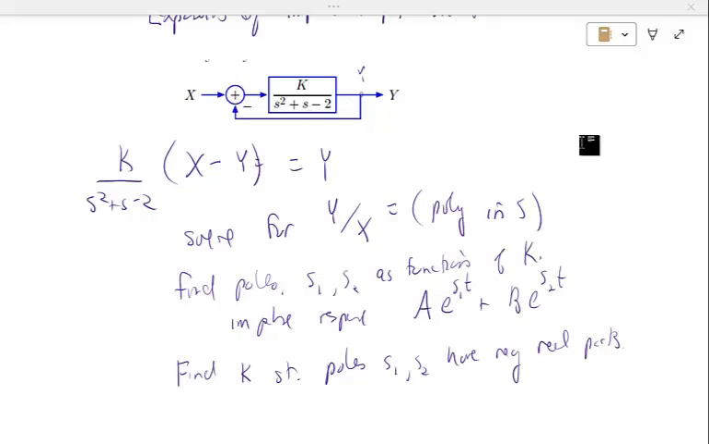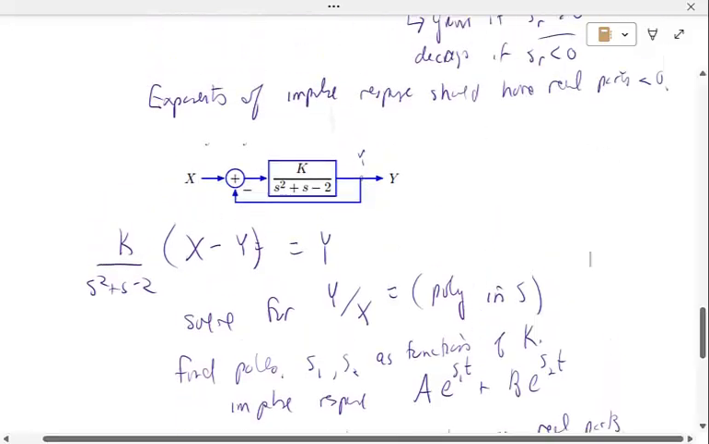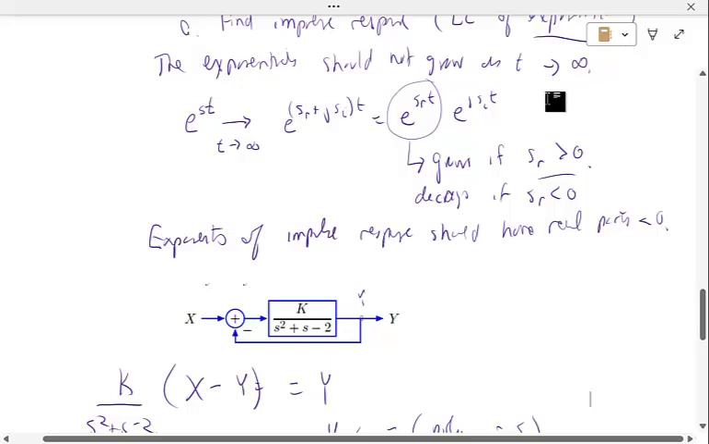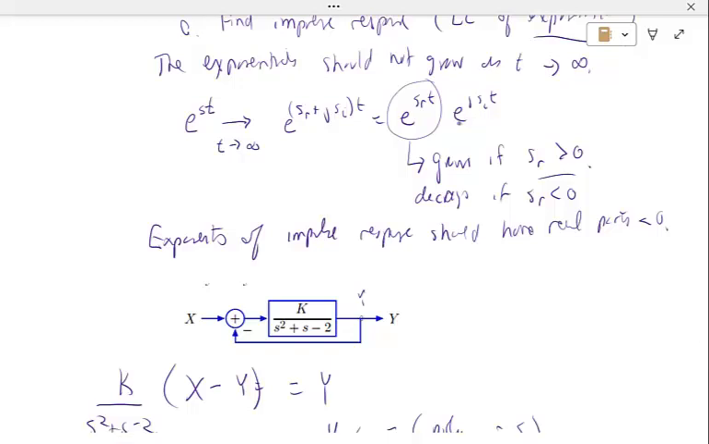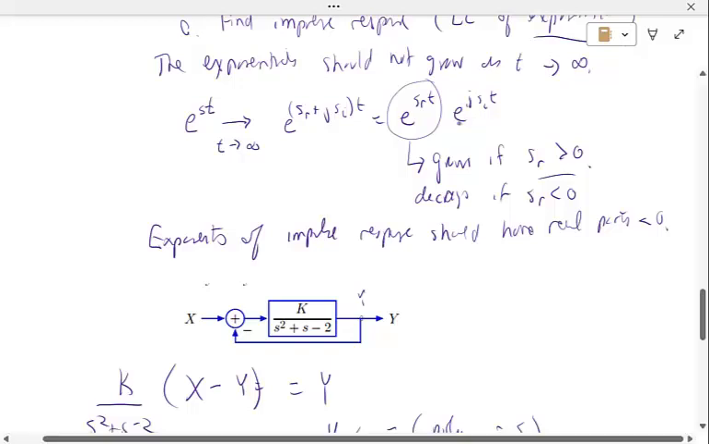So that's one thing. The other thing is that I did not emphasize, I hope you remember, but if you have a real part and the imaginary part, the imaginary part is certainly not going to grow as t goes to infinity. The imaginary part is just going to be sinusoids. So we don't have to worry about that. We only need to worry about the real part of the exponent.